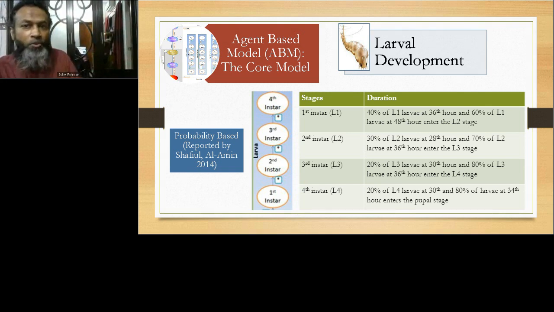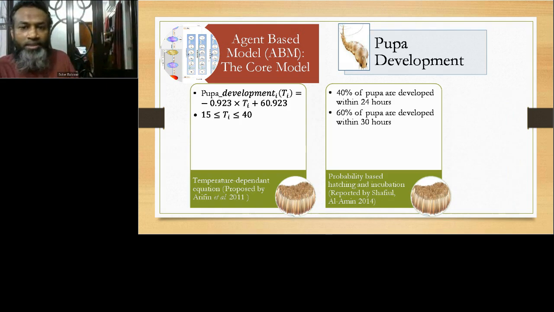Again, if we go to the pupal development, the same thing happened in the literature. There are some temperature-based equations, and those have been incorporated in our model as well. But at the same time, we have tried some probability-based models, which were based on the field data collected by the two colleagues I mentioned before. And it turned out that these probability-based models are performing much better than the temperature equation-based model. So this is for the pupal stage.